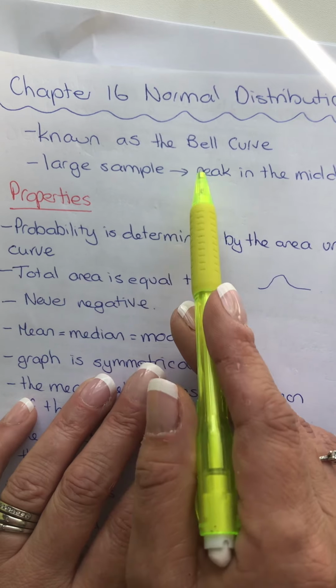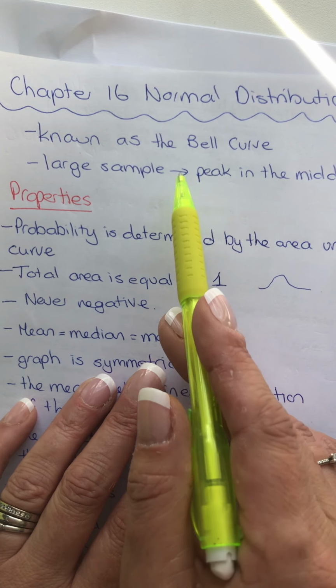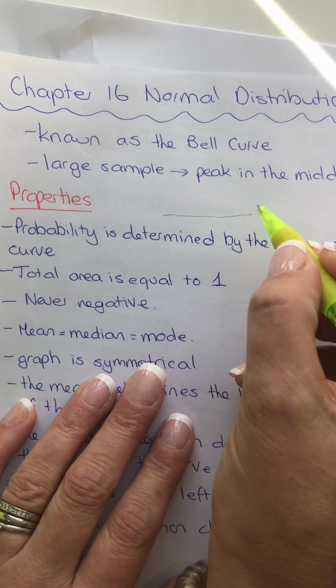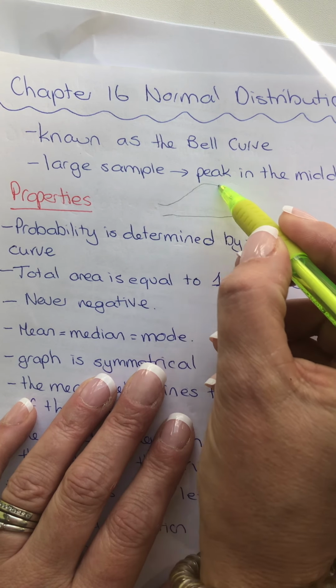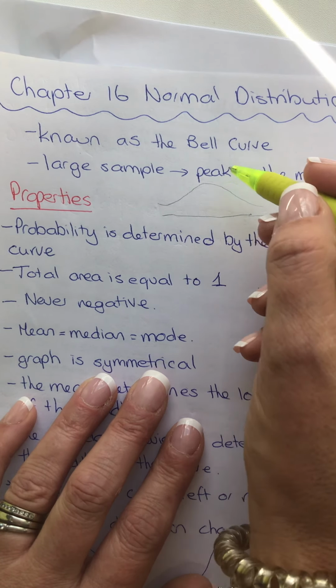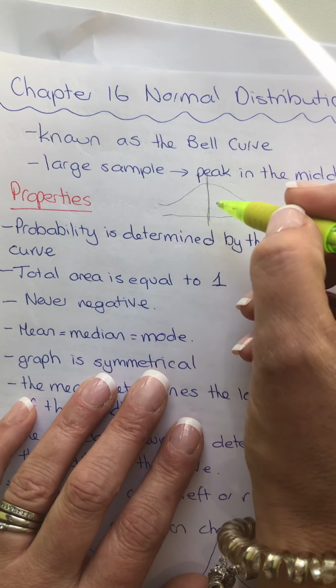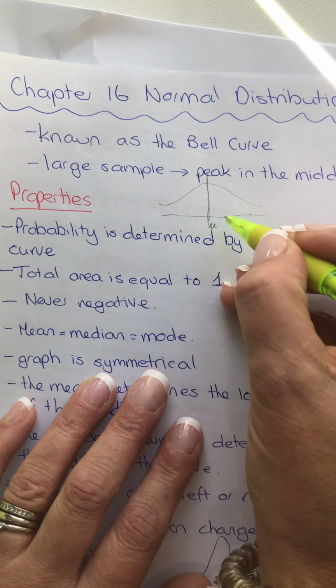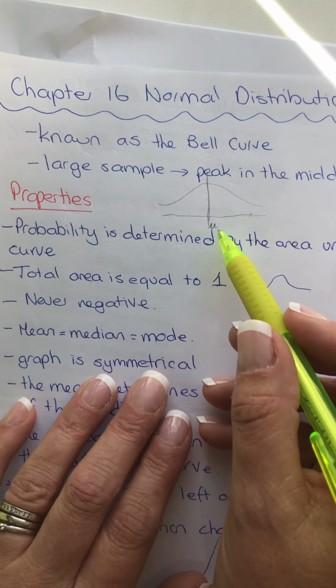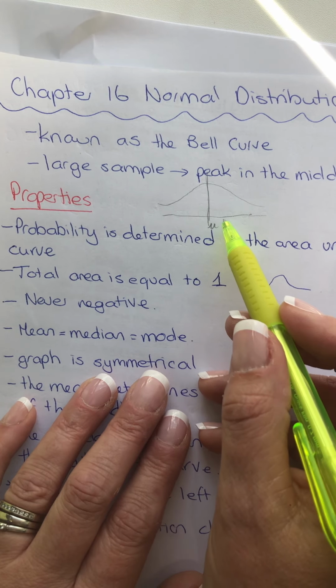It's also known as the bell curve, okay? And that's obviously because it looks a bit like a bell. I'm pretty hopeless at drawing these things. That's not bad for me, actually. So we always have the peak in the middle, which you should have known by now is the mean. And we talk about standard deviations either side.